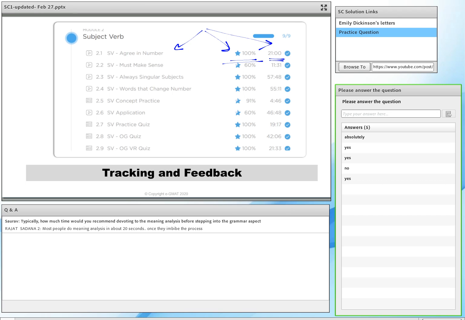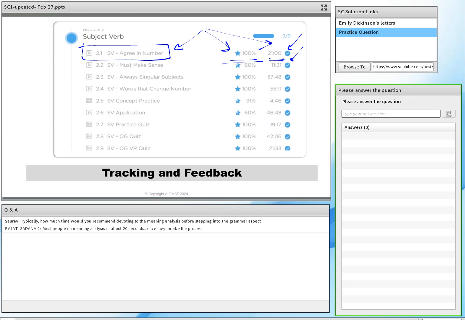This is something that we built on our own as a technology. No other test prep company has this technology. To license this technology, you probably need to pay. It's a standard that we've coded, and the license costs about $100,000 just to do it, which is why no one else does it. But because we have our own technology team, we build this in-house. And what this allows us to do is track how much time you've spent. So for those of you e-GMAT students, if you've done subject verb agree in number, your time over here is probably not going to be 21 minutes.